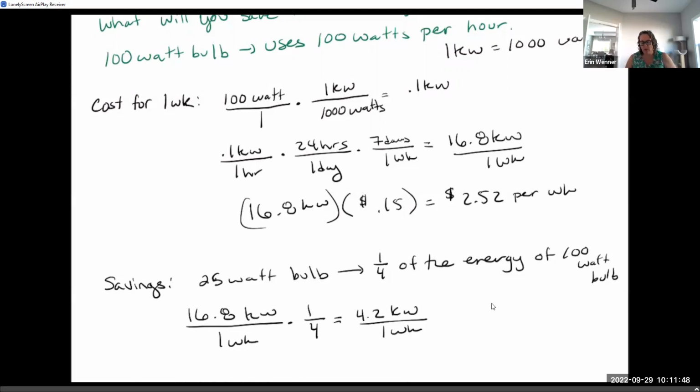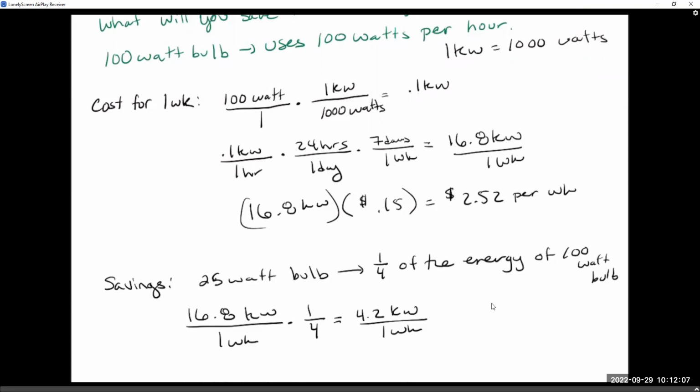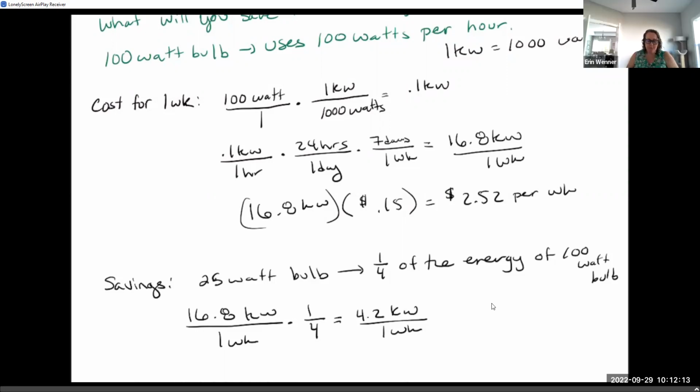So what can we do to come up with our savings over the course of a whole year? We know how much energy and the cost for 1 week for the 100 watt bulb, and we know how much energy for the 25 watt bulb. How can we come up with an amount for the whole year that would tell us our savings? Multiply each amount per week by how many weeks are in a year? So there's 52 weeks in a year. And we would subtract.